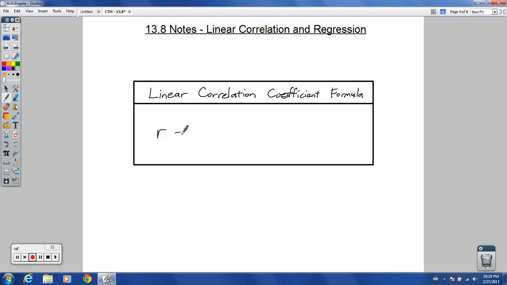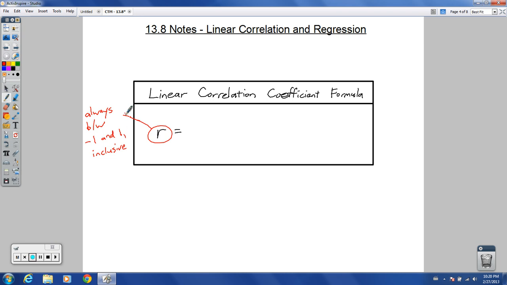But one of the other things we need to learn about is this linear correlation coefficient. This R stands for just that. So R is the linear correlation coefficient, and in a different color, put this off to the side for me, please. This is always between -1 and +1, inclusive. So that means it can include those numbers.